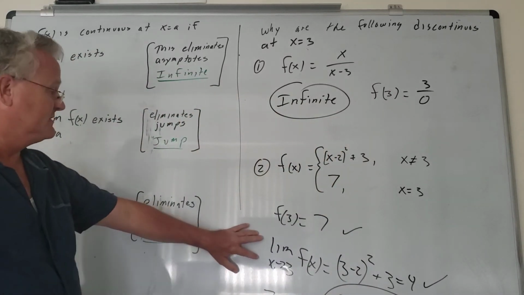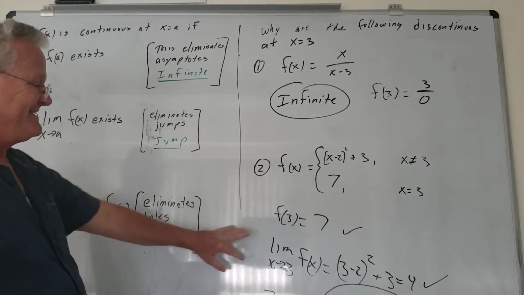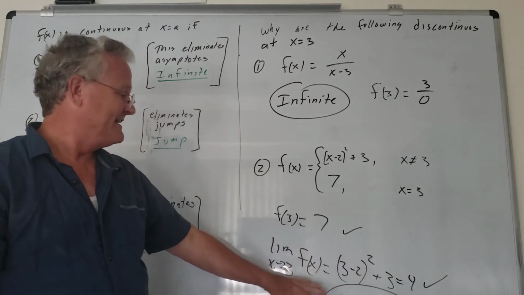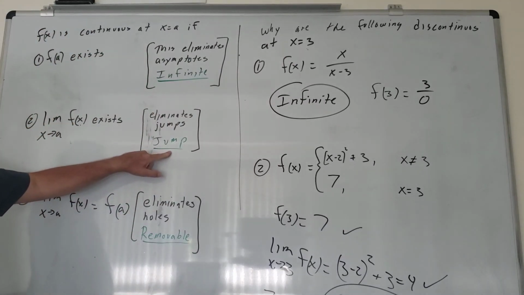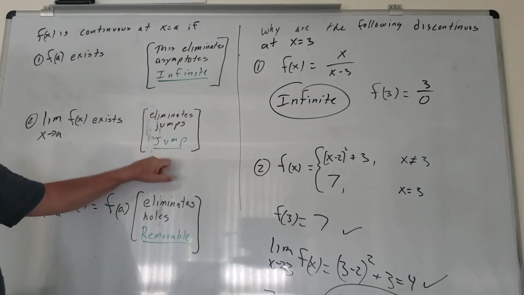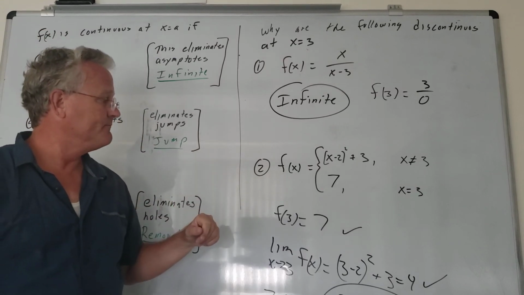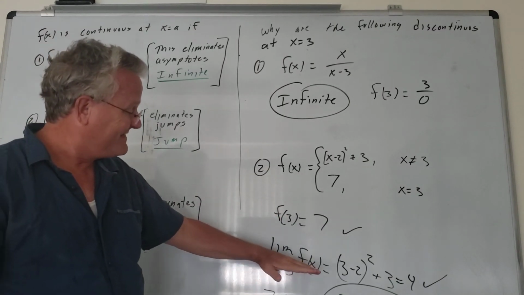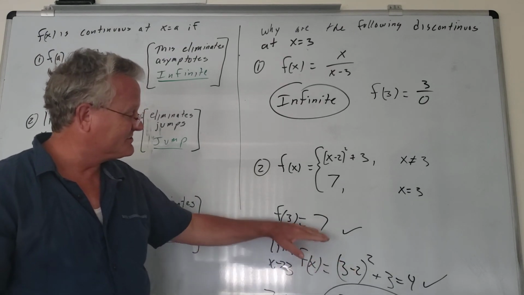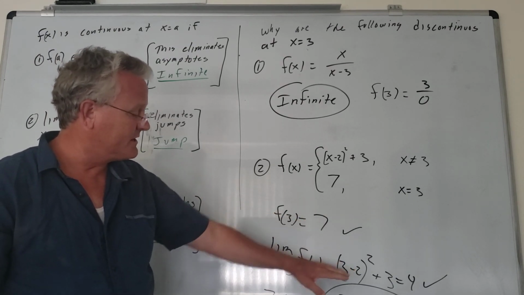Again, if we took this limit and the limit didn't exist, then the function would have a jump, and that would be the reason why it would be discontinuous at 3. But again, in this problem, the limit did exist. It's just that the function value and the limit are not equal.